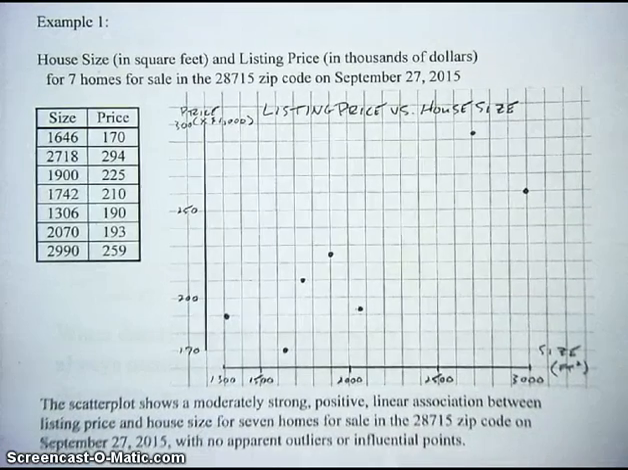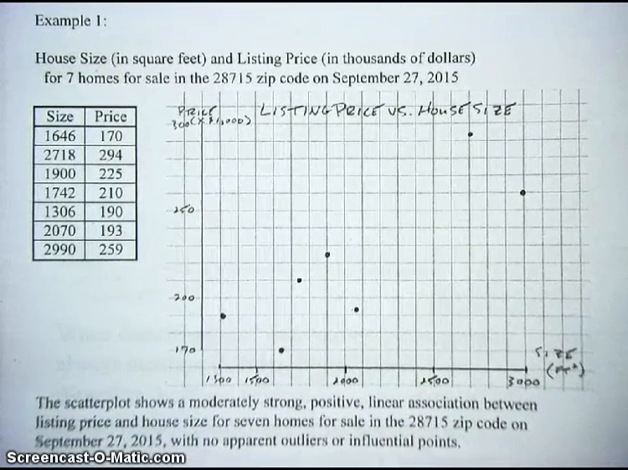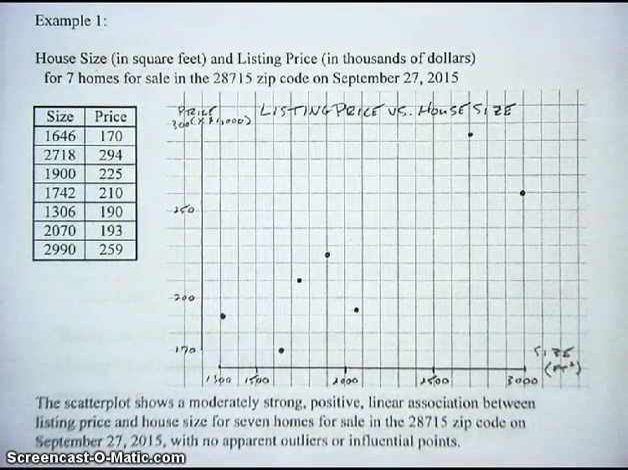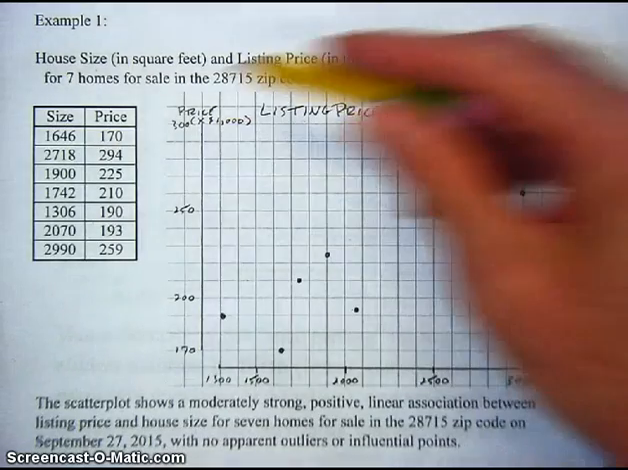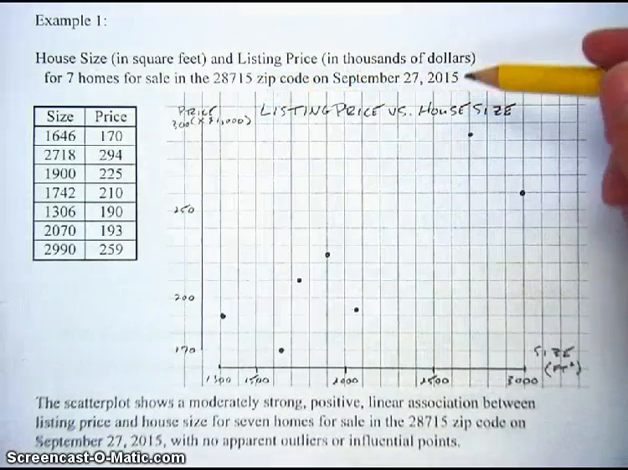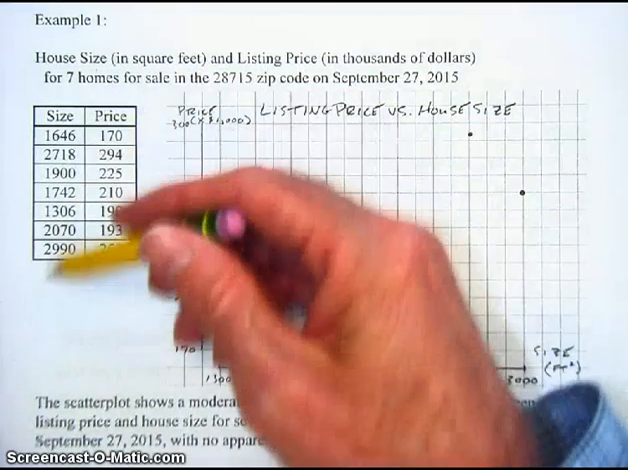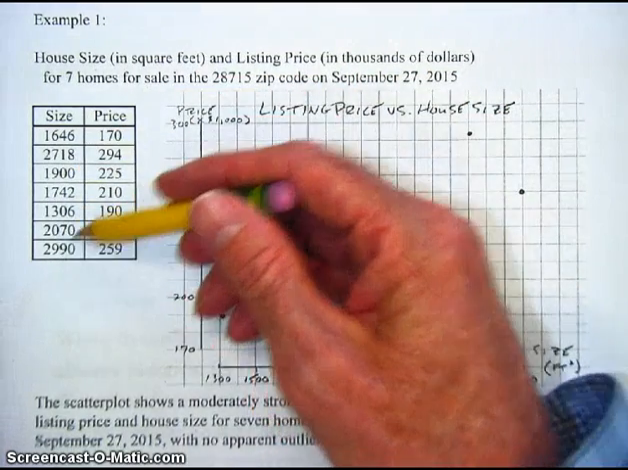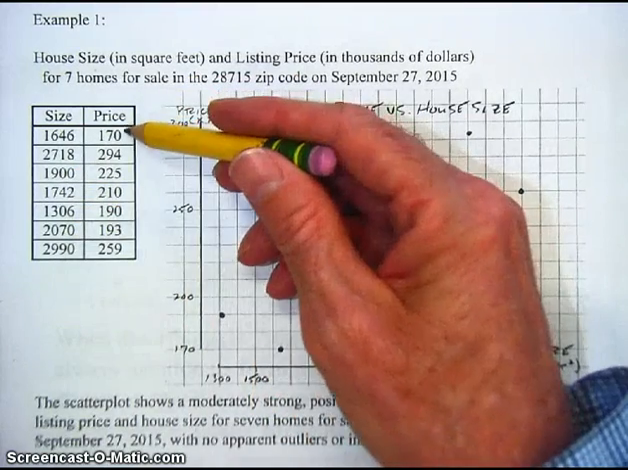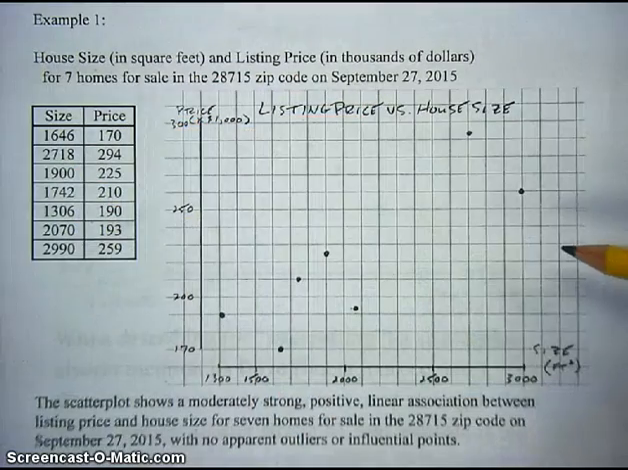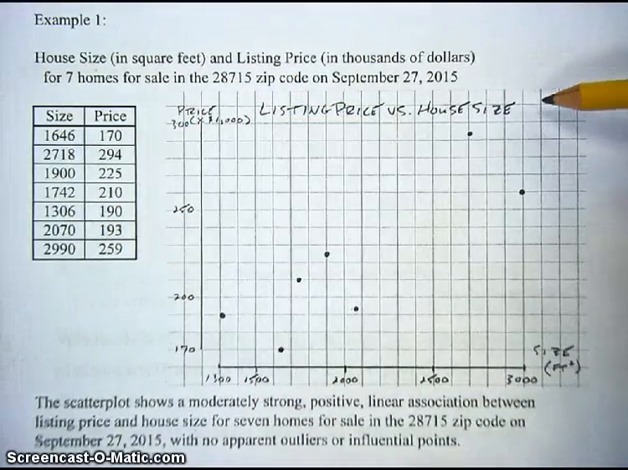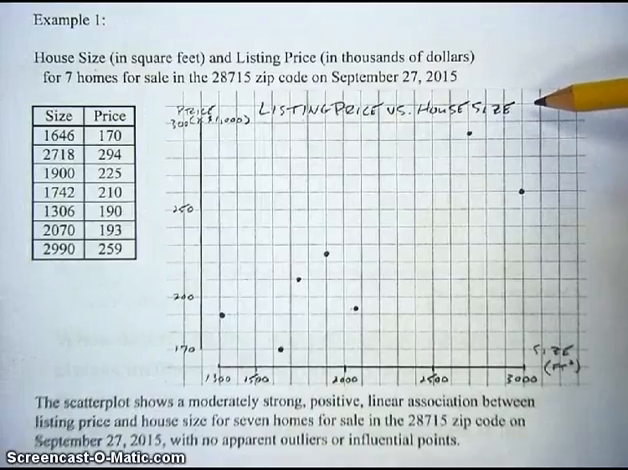Here is some data that I got from a local real estate website. I looked at house sizes in square feet and listing prices in thousands of dollars for 7 homes for sale in the 28715 zip code on September 27, 2015. And these are the data. These are the size values that I found in the listings, and then these are the prices I found in the listings. And what I did, I made a scatter plot where I have listing price versus house size as my title.